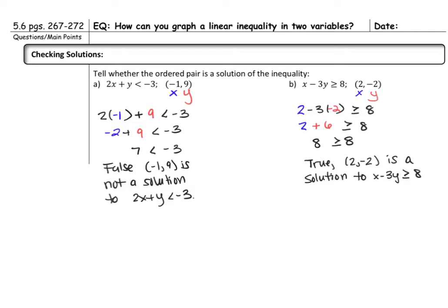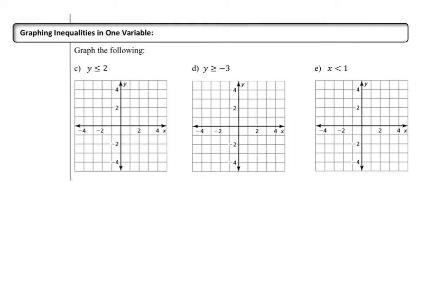Something you want to remember just to sum this up when you're checking for solutions: if you get a true statement at the end, it is a solution. And if you get something that is false, it is not a solution. So you really want to make sure that you're reading your inequalities carefully. Next, we're going to be graphing inequalities with one variable. So if we look at letter C, we have y is less than or equal to 2.